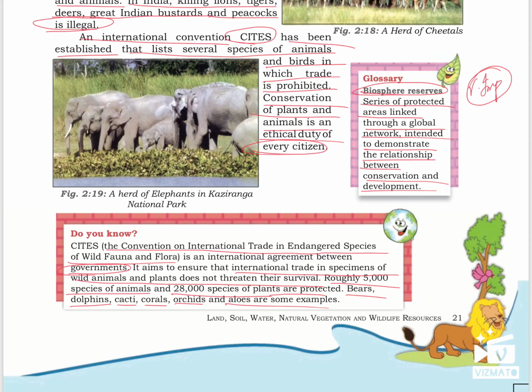Okay guys, this chapter is also important from the environment and ecology point of view. By this we completed chapter 2 of class 8 NCERT Geography.